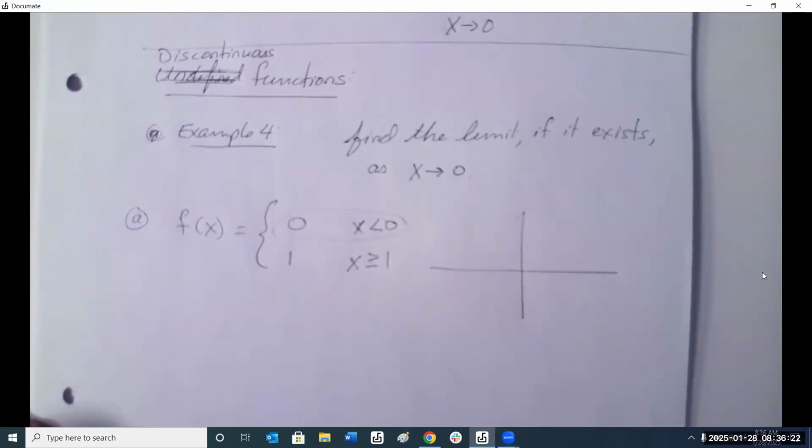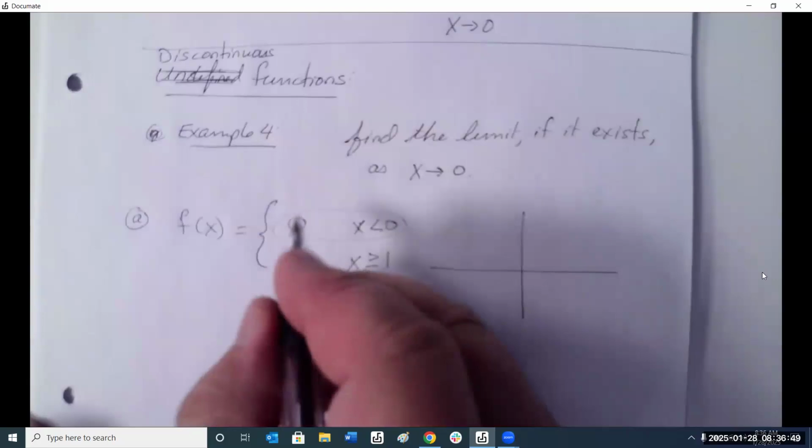Anybody? No. Good try, but no. These are called piecewise defined functions. Did y'all learn that in algebra or pre-cal?